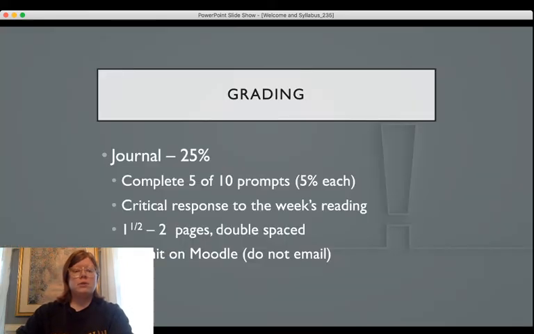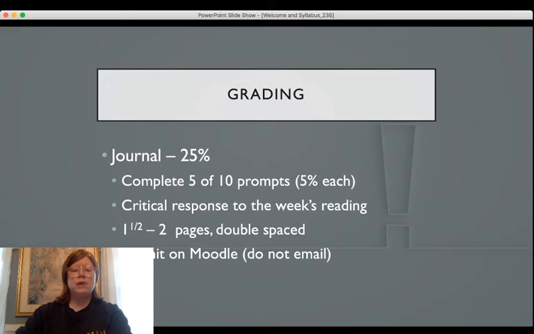Throughout the course, you'll keep a journal. I expect you to complete 5 of 10 journal prompts that you will have the opportunity to write throughout the semester, and they'll each count for 5% of your grade, for a total of 25%.